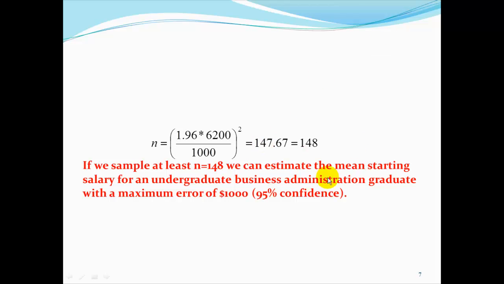For this problem, for 95% confidence, our Z alpha over 2 value is 1.96. Our standard deviation for this problem is 6,200, and our max error is 1,000. So if we plug this into this formula, we obtain 147.67. So we must sample at least 147.67, or 148 people, in order to obtain a max error of $1,000 when we estimate the population mean for this problem.